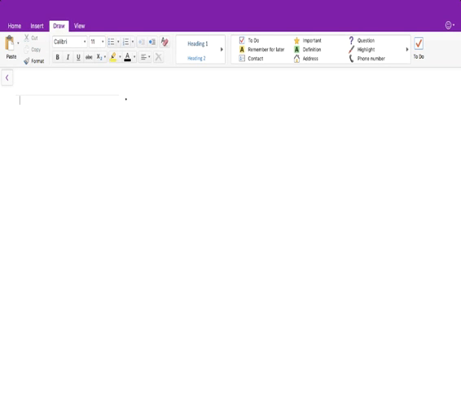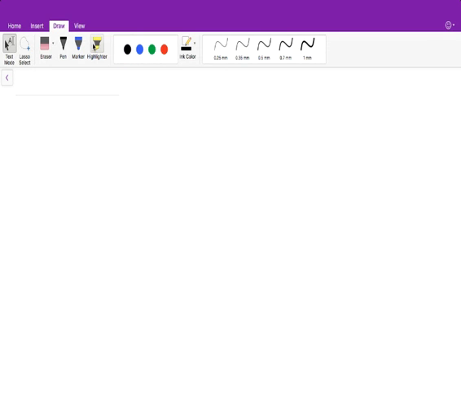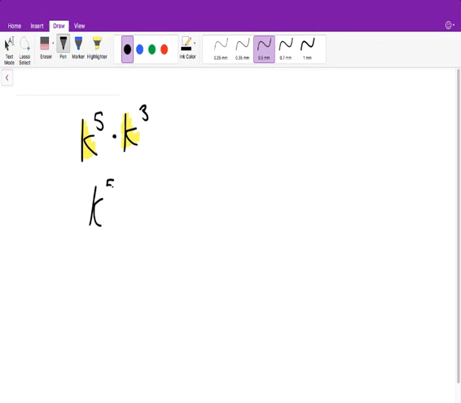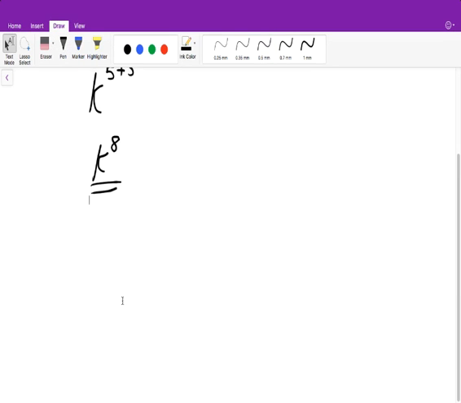All right, so the first one that we were doing, you were given k to the fifth times k cubed. So the first thing we look for when we're solving this is, do we have the same base? And once we have the same base and we see that we're multiplying, our rule then is to add our powers. So it becomes k to the 5 plus 3, and that becomes k to the 8th. All right, that's the final answer for that one. Let's do the next one now. So let's just scroll down.